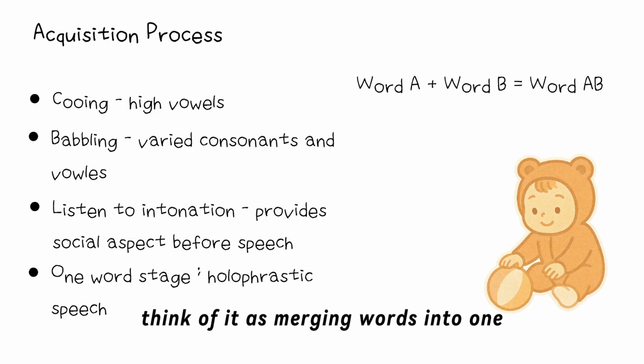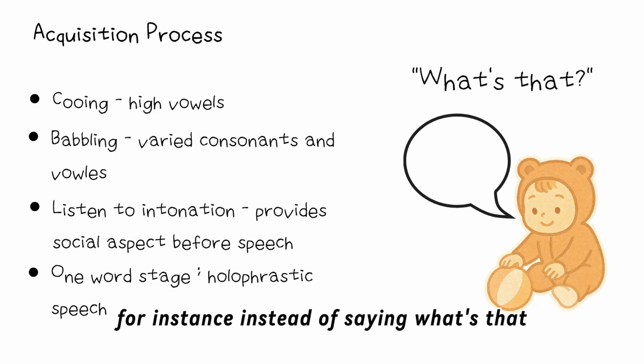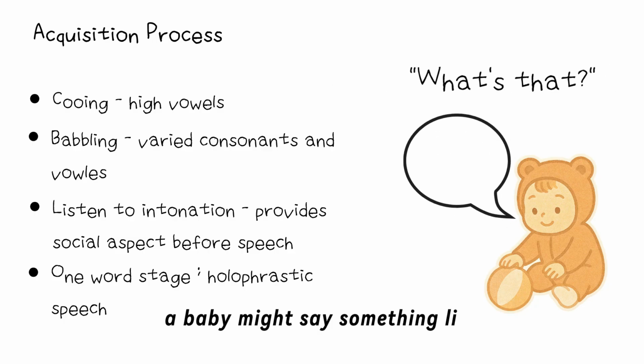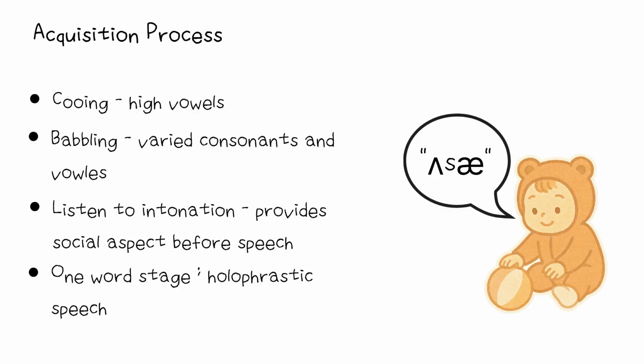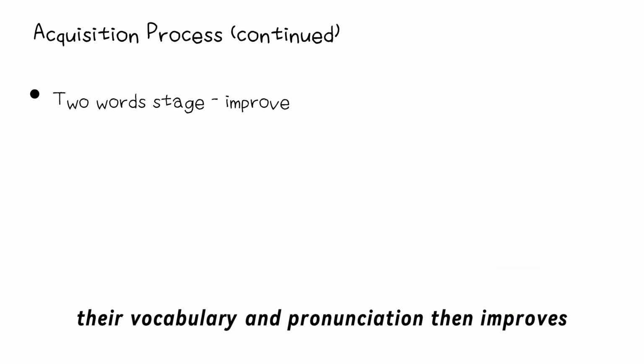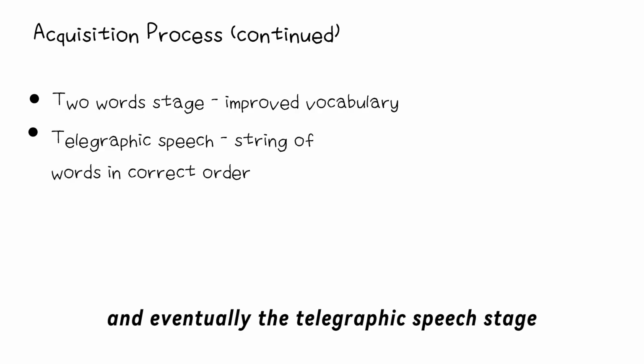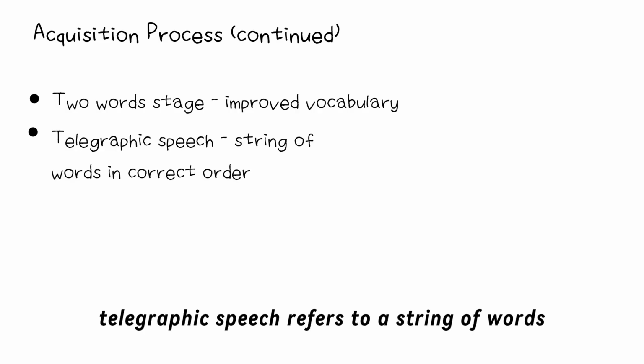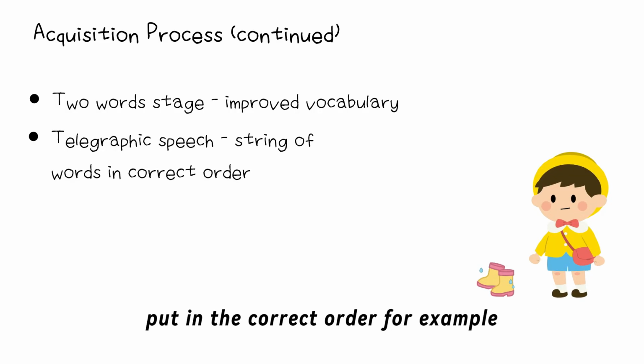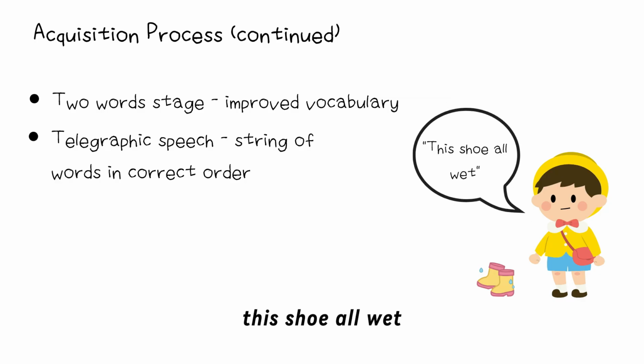Think of it as merging words into one. For instance, instead of saying, "What's that?" a baby might say something like, "Whatsat?" Their vocabulary and pronunciation then improves, reaching the two-word stage and eventually the telegraphic speech stage. Telegraphic speech refers to a string of words put in the correct order. For example, "this shoe all wet."